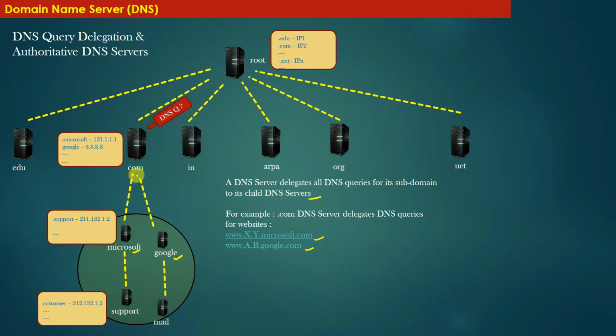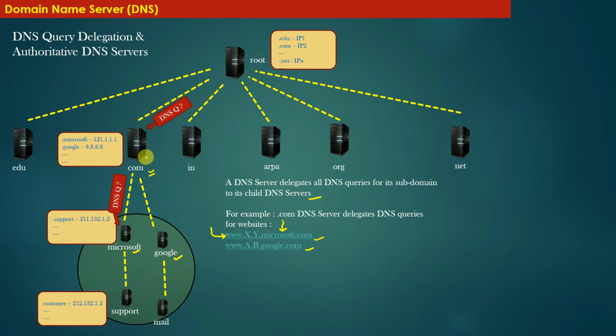So when the .com DNS server receives a DNS query, asking what is the IP address of www.x.y.microsoft.com, it finds out that this query needs to be resolved by the Microsoft DNS server. So the .com DNS server simply delegates the query to the Microsoft DNS server, which is its child DNS server.